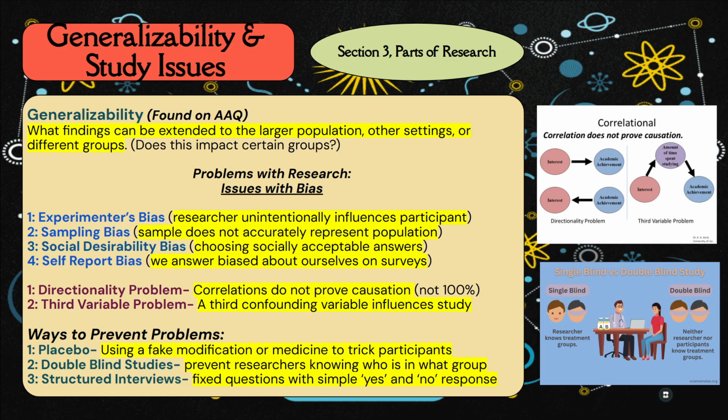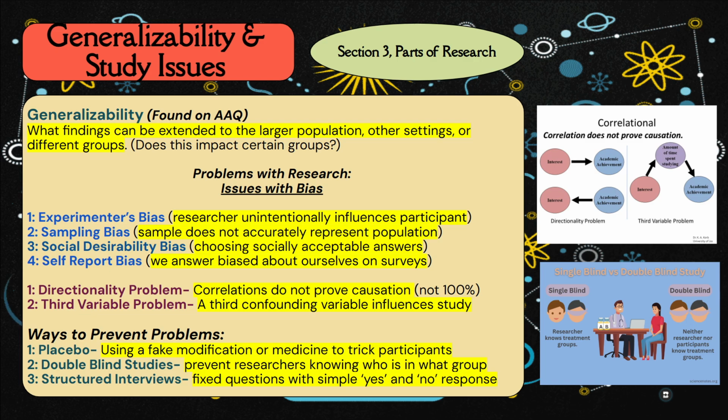So maybe children who have diabetes. That wasn't used in the study, so it's not generalized for that. Elderly, maybe the study only did 20 to 50. What about 90-year-olds? That's a group that is not generalized in the study.